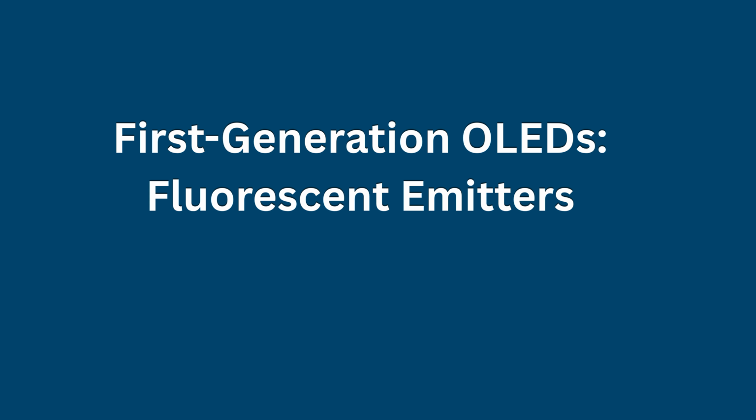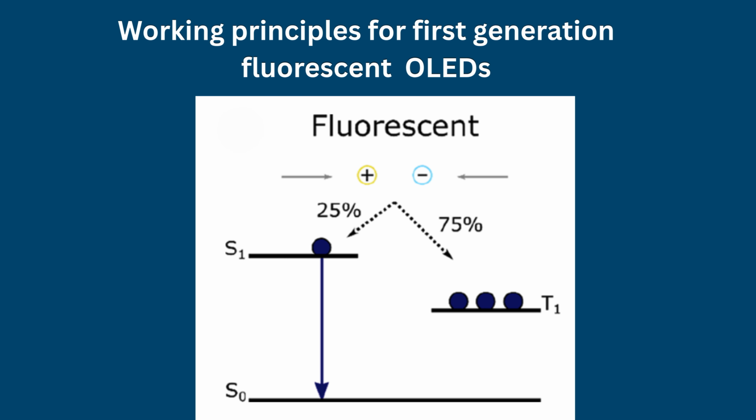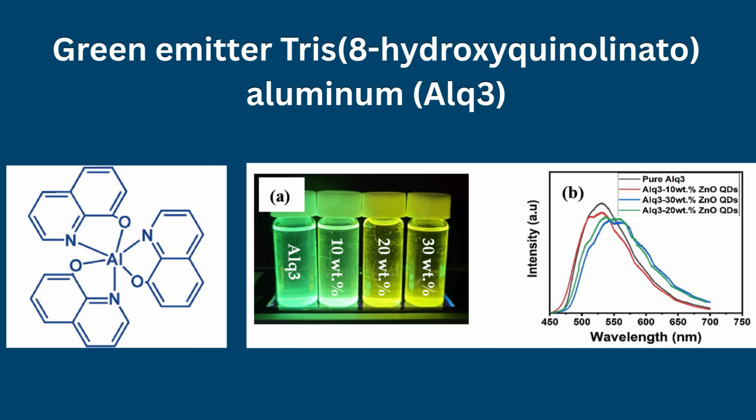First generation OLEDs, fluorescent emitters. First generation OLEDs utilize fluorescent organic molecules, where emission occurs from singlet excitons, S1 to S0. Due to spin statistics, only 25% of generated excitons are singlets, limiting the theoretical IQE to 25% and EQE to approximately 5%. Green emitters. The first well-designed OLED device was reported by Tang and Van Slyke in 1987.